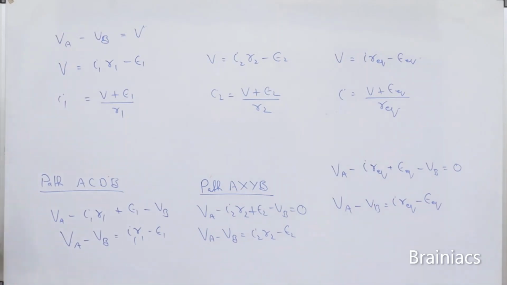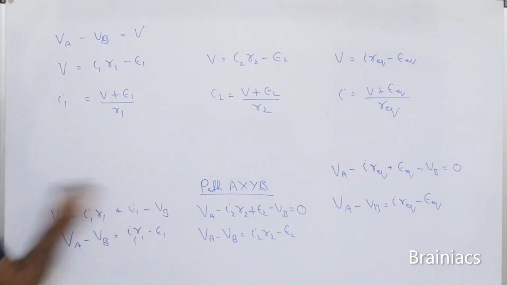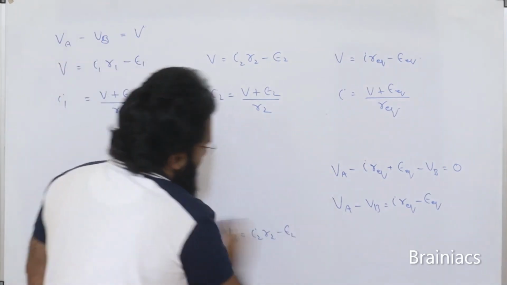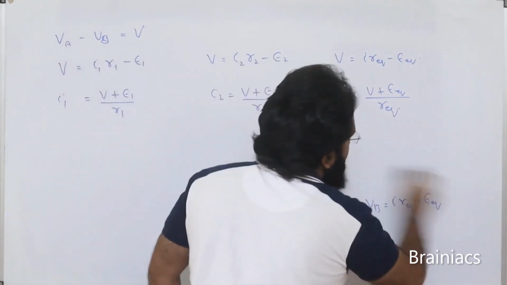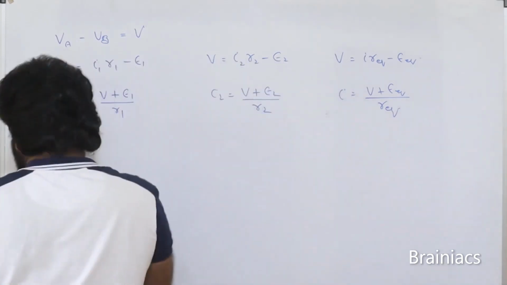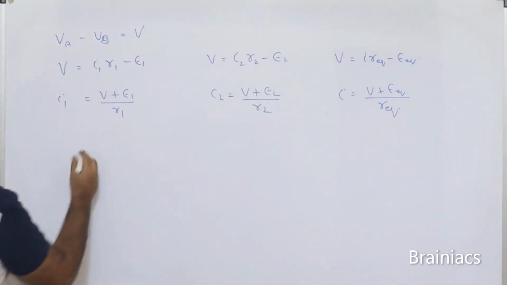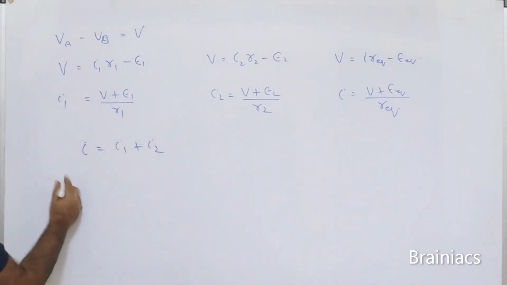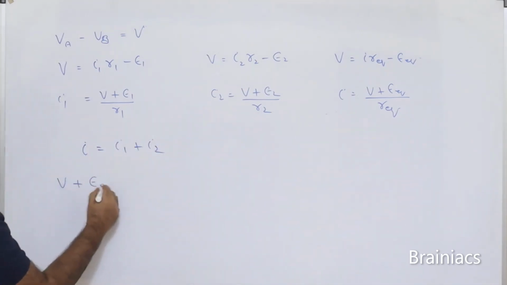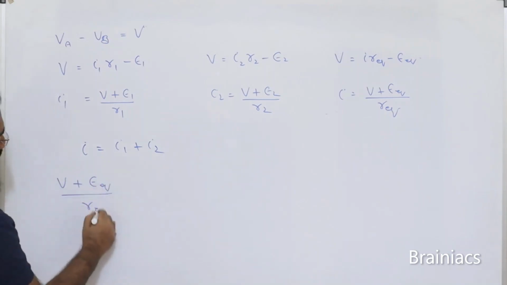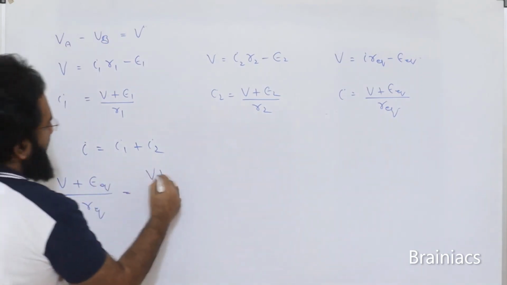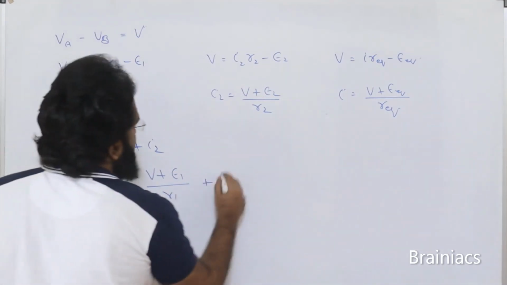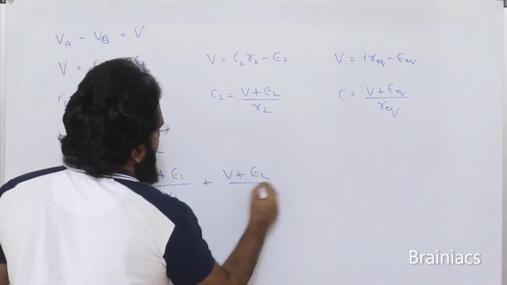Okay, now what we know? We know I is equal to I1 plus I2. Just look at the figure in your note. It is already drawn on the board. So look at the figure. I is equal to I1 plus I2. Correct? So I is what? V plus E equivalent divided by R equivalent is equal to what? V plus E1 divided by R1 plus V plus E2 divided by R2.